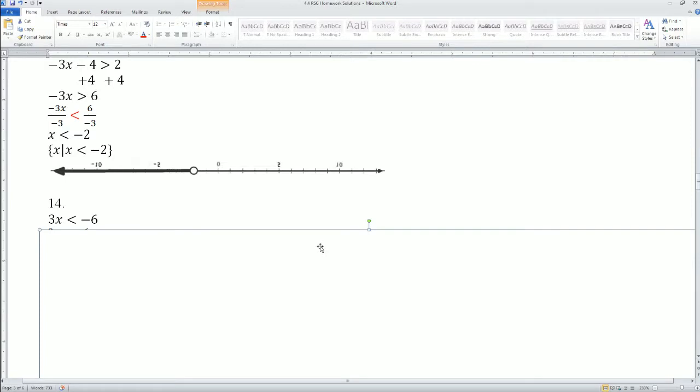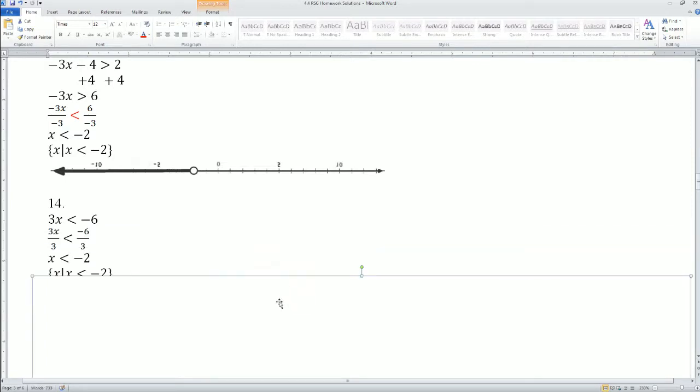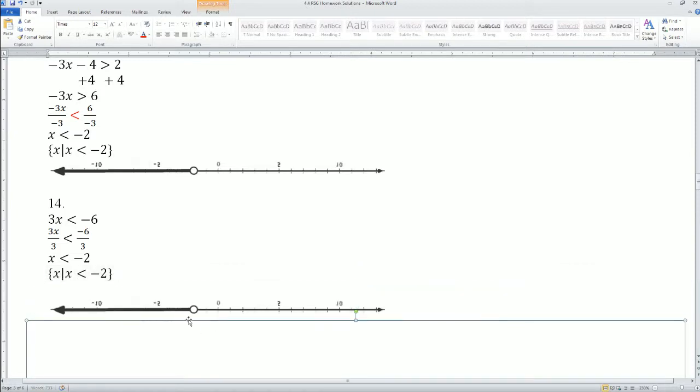Alright, let's see 14. 3x is less than negative 6. Divide by 3 to both sides. You get x is less than negative 2. So x is less than negative 2, right? That is negative 2. It is open there, and it goes all the way to the left. Okay?